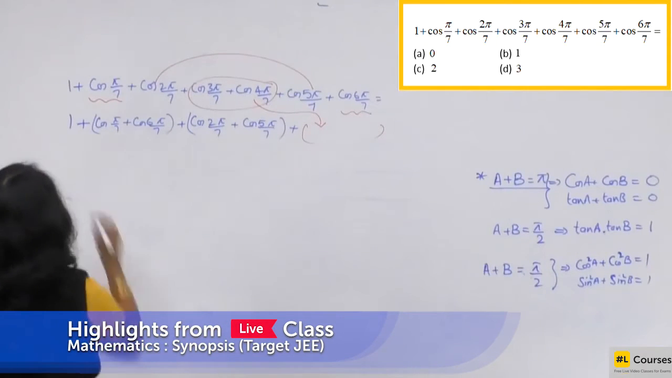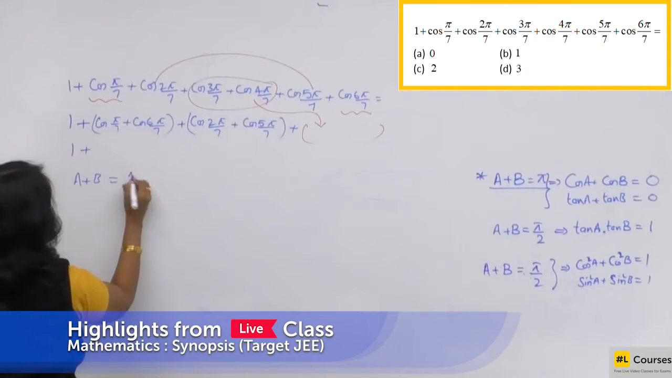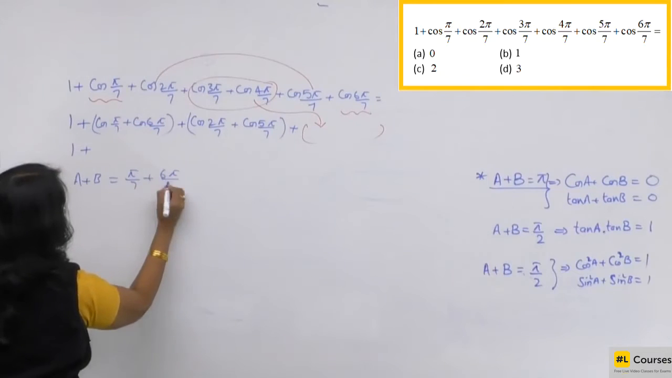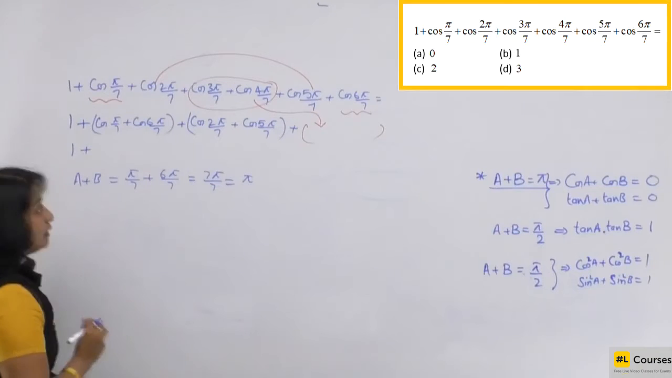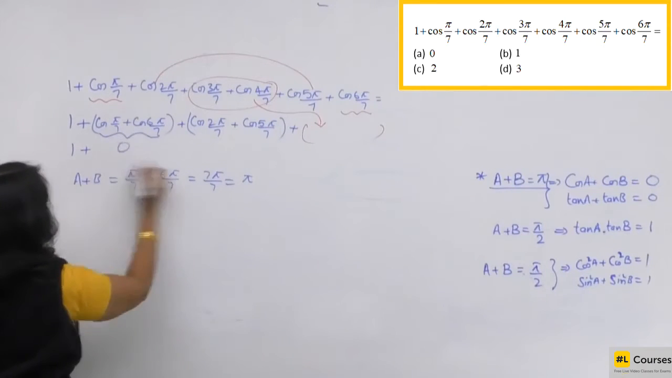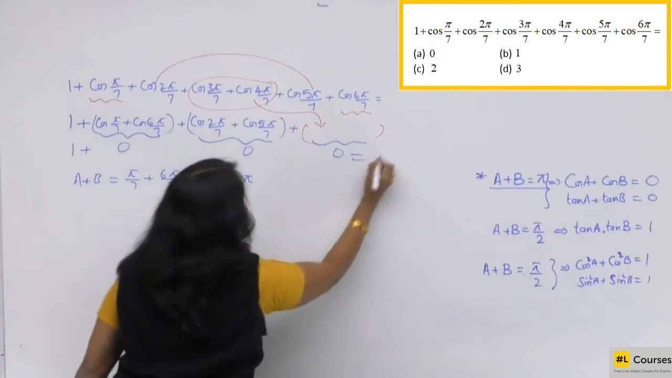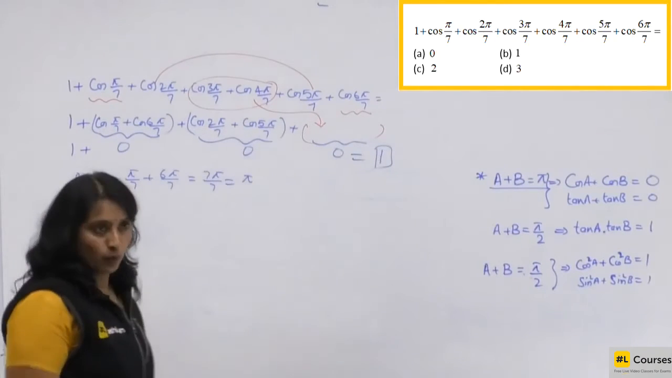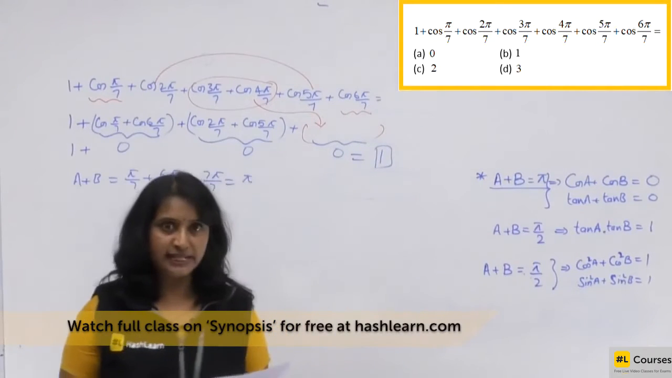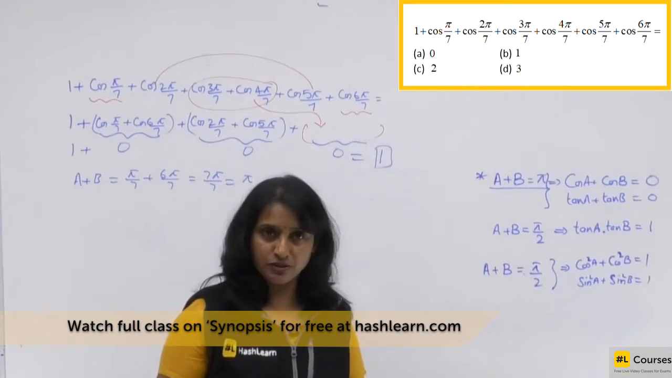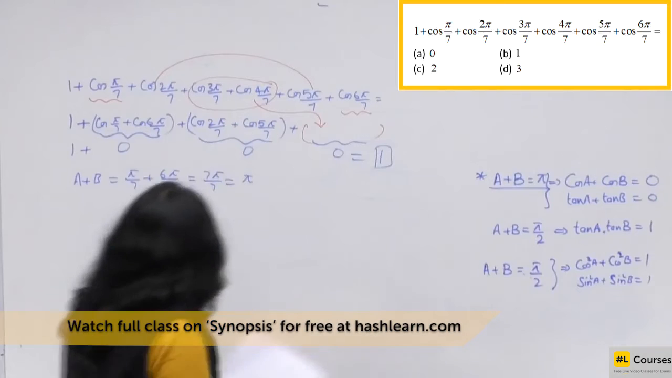And now children, as you see, A plus B here will be pi by 7 plus 6 pi by 7, 7 pi by 7, which is equal to pi. So I can declare this as 0, this as 0, this also as 0. So the answer will be equal to 1, and sometimes they will give it without 1, then the answer would be 0. Nice, is it not? And then this is question number 3. Now we will go to the next question, a little different from this.